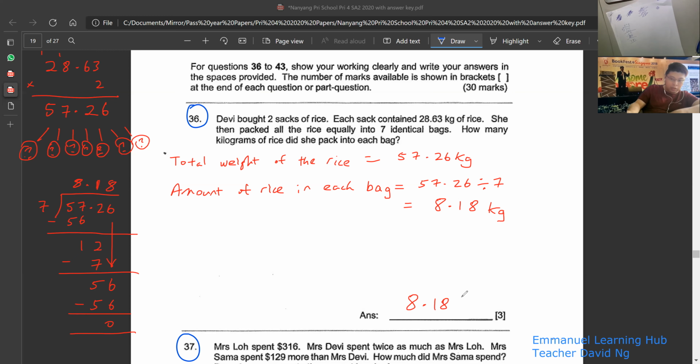8.18. Remember to put the unit, kilogram. No unit, no marks. Okay? Okay, 36.